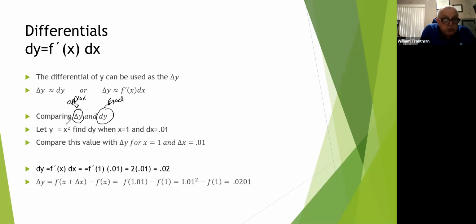If y equals x squared, find dy when x equals 1 and dx equals 0.01. Okay, so here's a problem. Find dy if we have this function, y equals x squared.